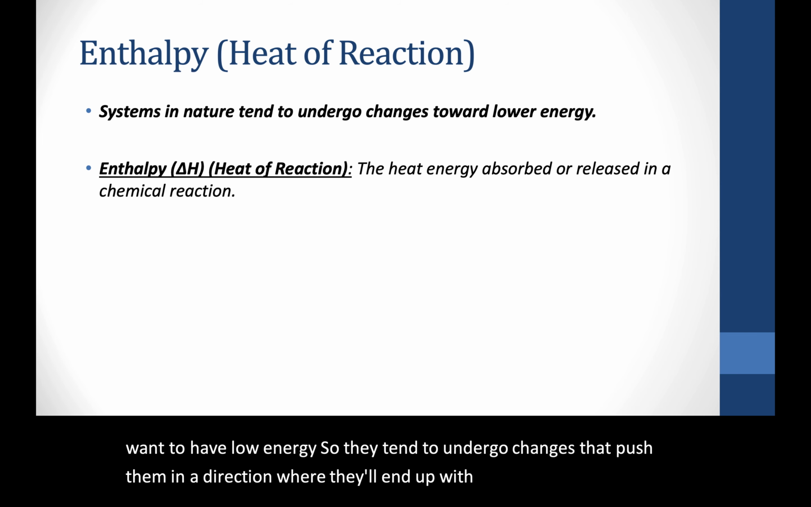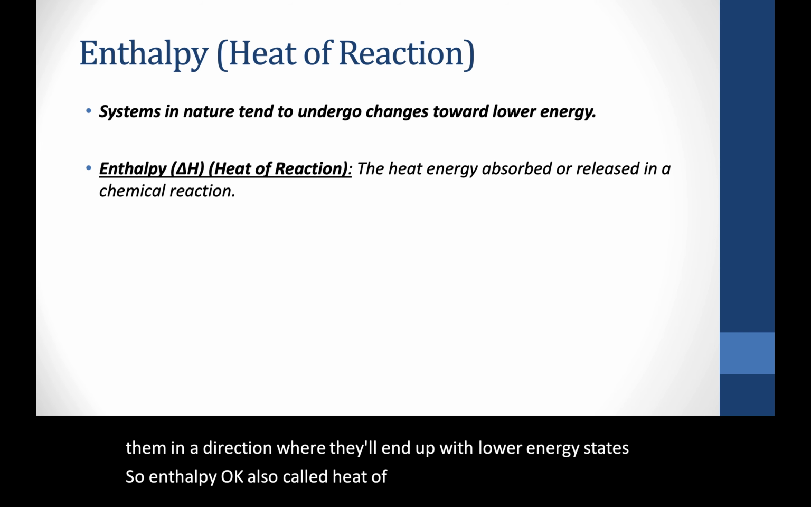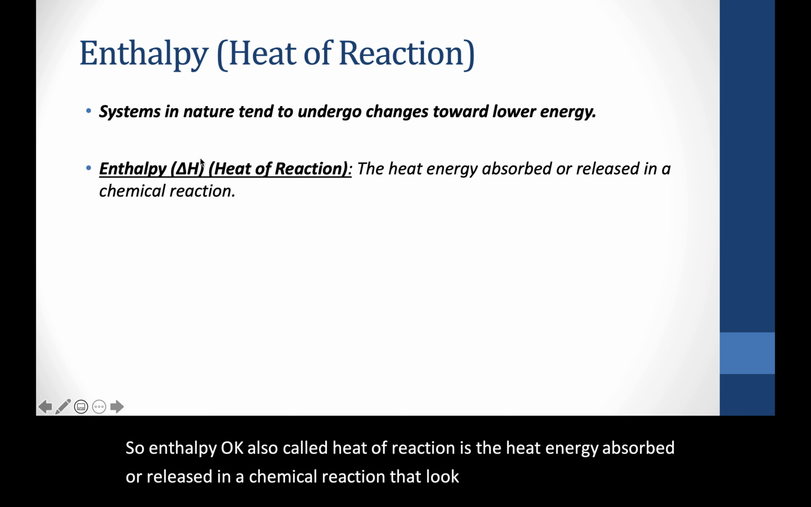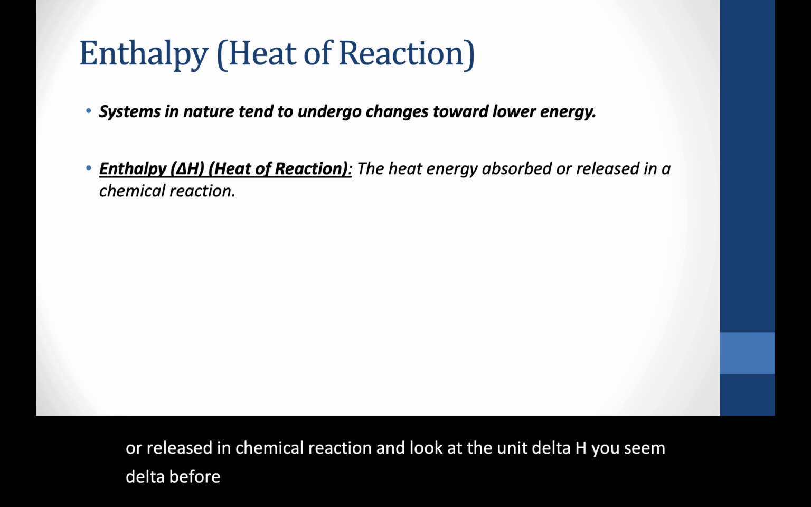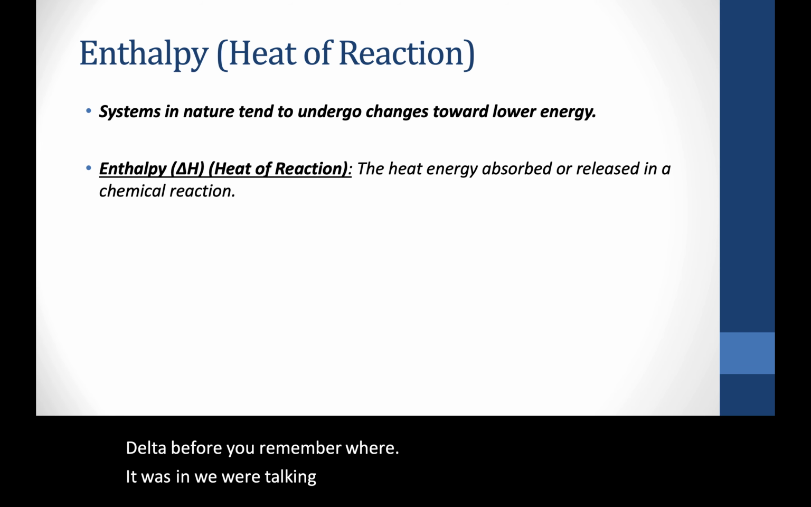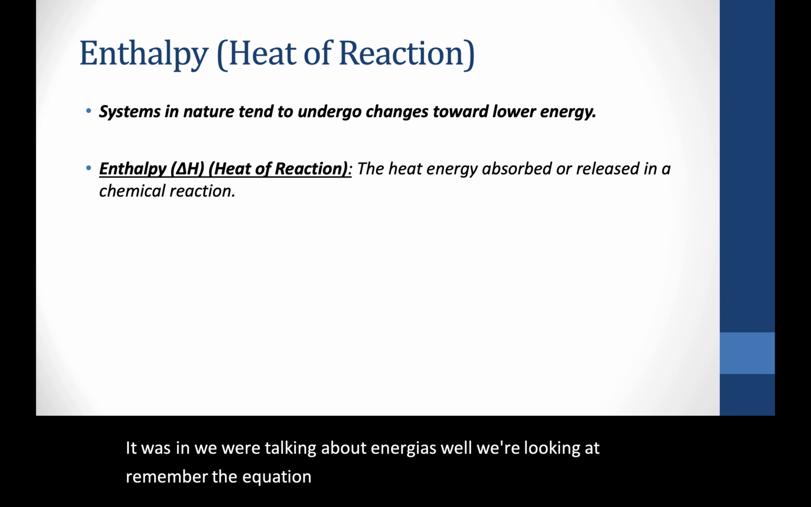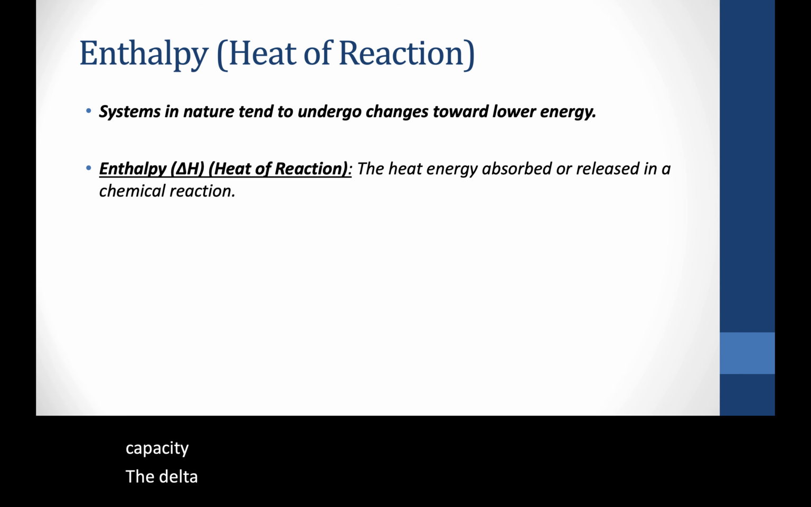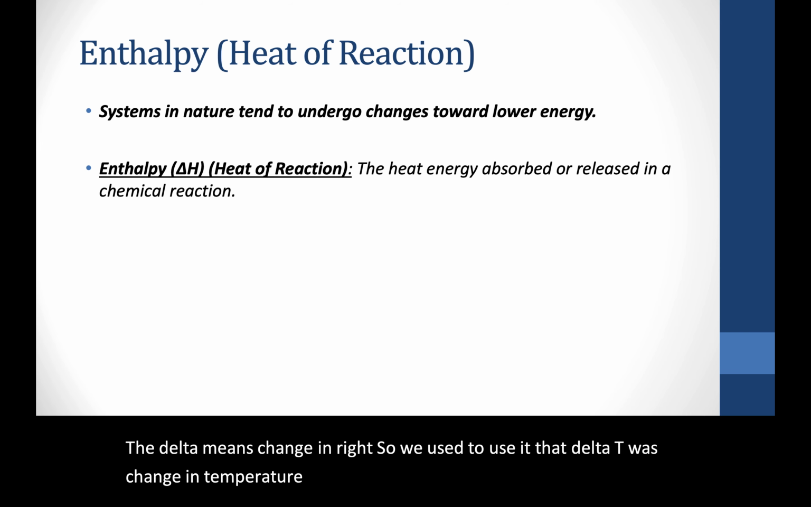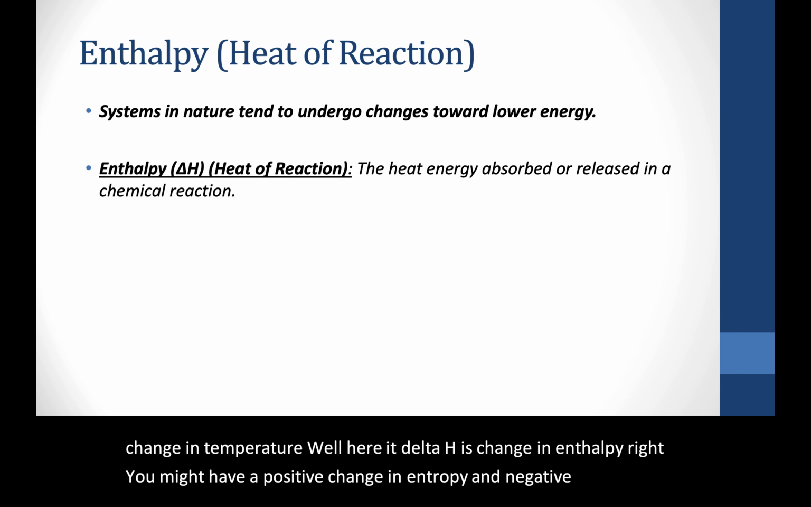So enthalpy, also called heat of reaction, is the heat energy absorbed or released in a chemical reaction. Now look at the unit, delta H. You've seen delta before. You remember where? It was when we were talking about energy as well. We were looking at, remember the equation Q equals mc delta T, for specific heat capacity? The delta means change in, right? So we used to use it that delta T was change in temperature. Well, here, delta H is change in enthalpy. You might have a positive change in enthalpy, a negative change in enthalpy. Okay, so let's see what those mean.